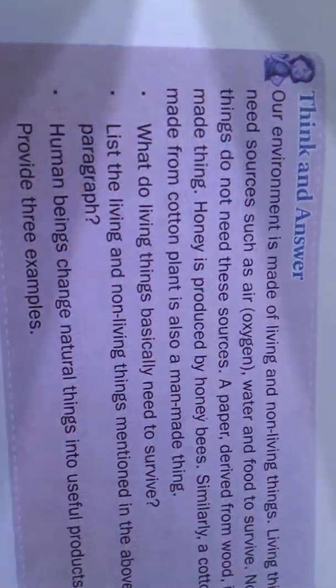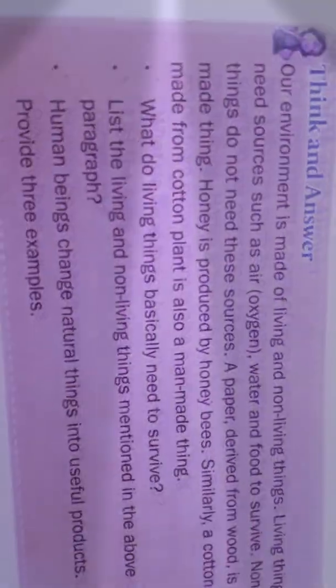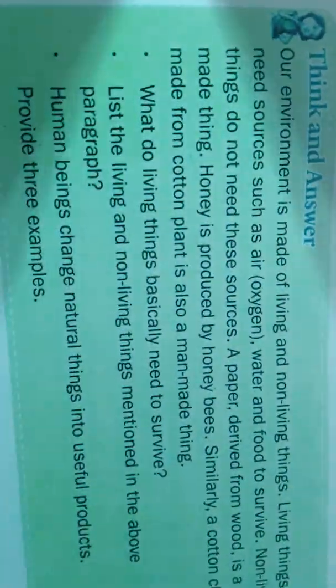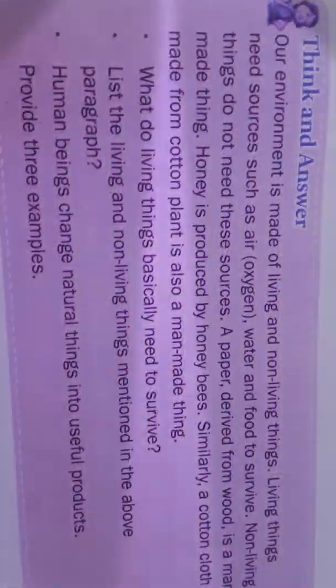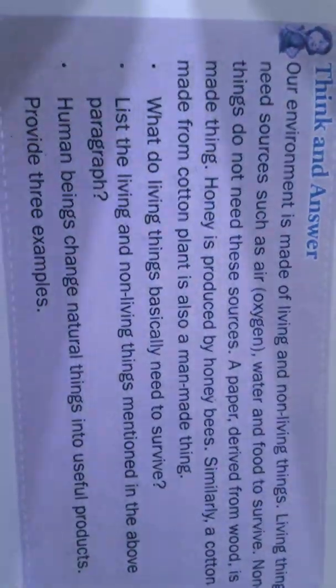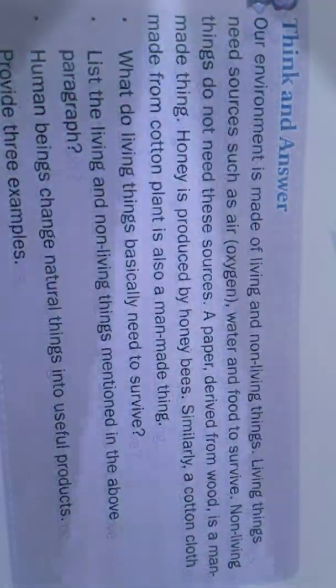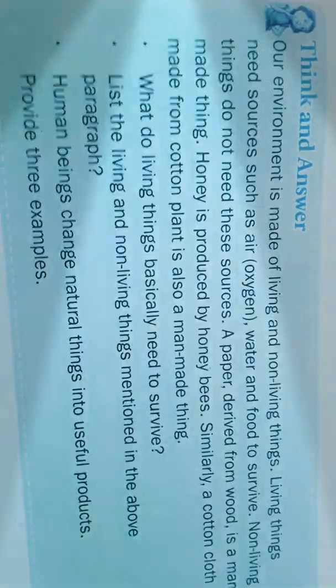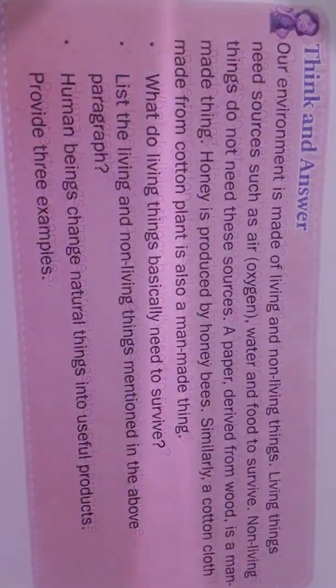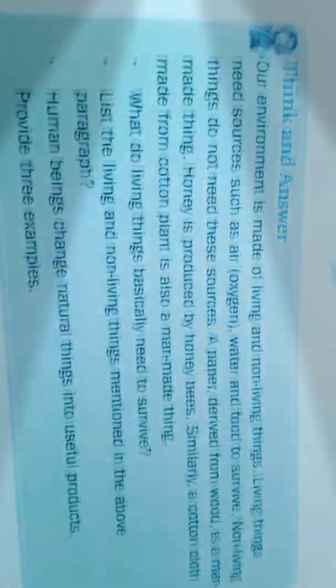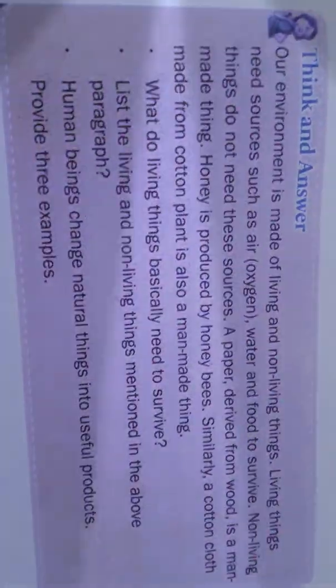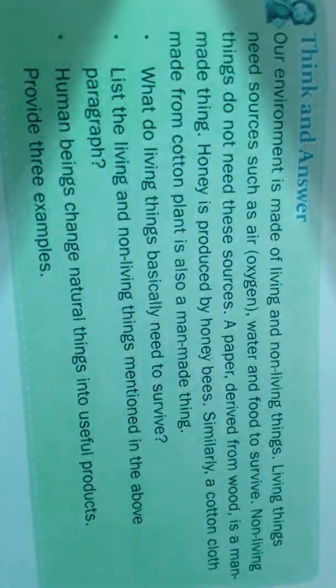See here, they have given think and answer. Our environment is made of living and non-living things. Living things need sources such as air, which means oxygen, water and food to survive. But non-living things do not need these sources. A paper derived from wood is a man-made thing. Honey is produced by honeybees. Similarly, a cotton cloth made from cotton plant is also a man-made thing.